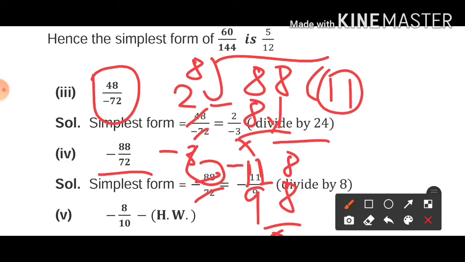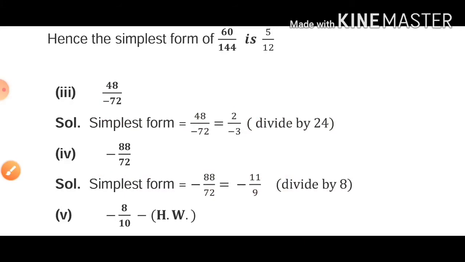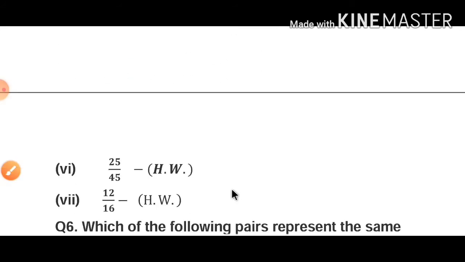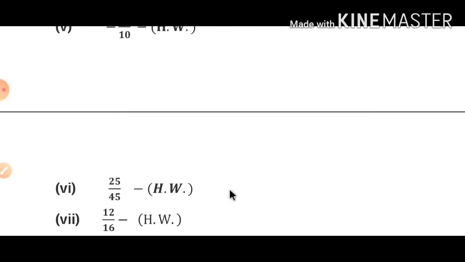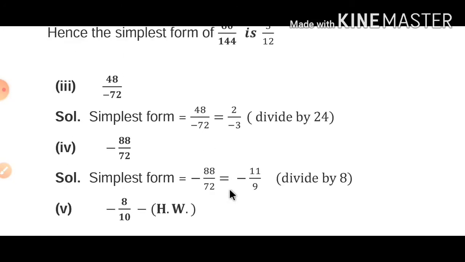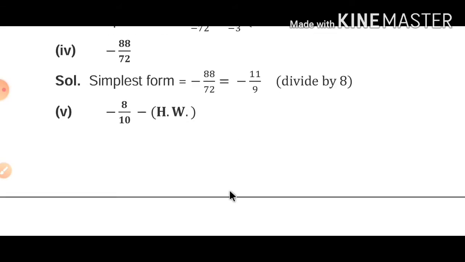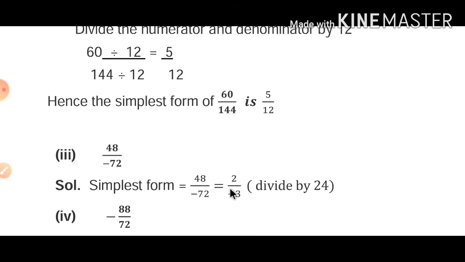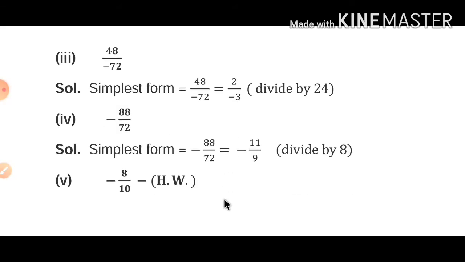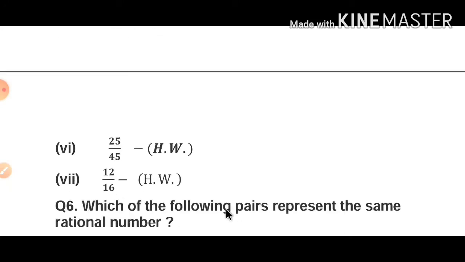So the simplest form of 88 by 72 is minus 11 upon 9. Next one, minus 8 by 10, 25 by 45 and 12 by 16 is your homework. You can find it any way. If you can solve it directly, solve it. Otherwise, by finding its HCF, you have to divide both numerator and denominator by the HCF.